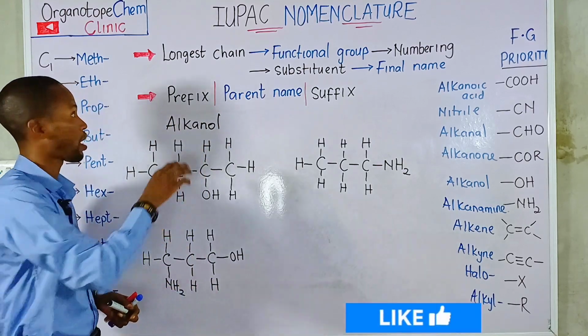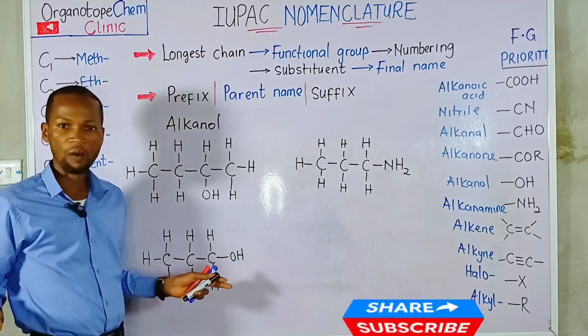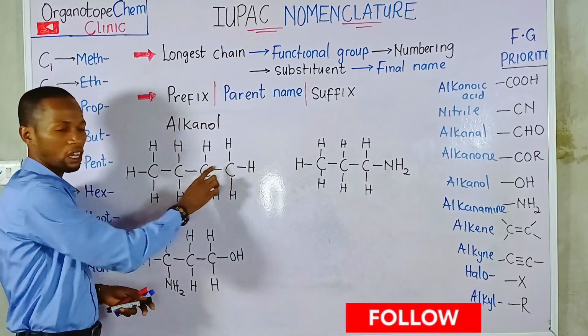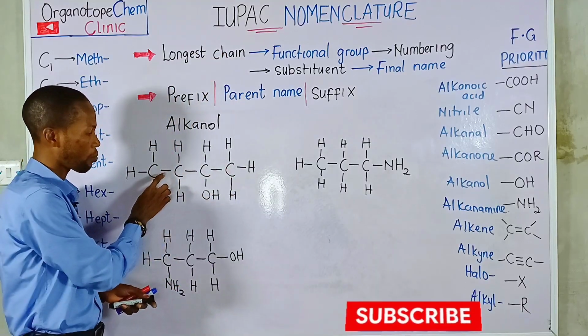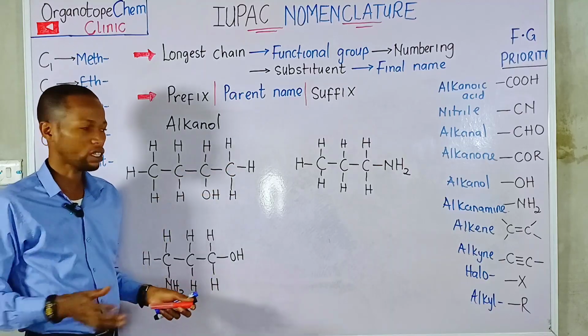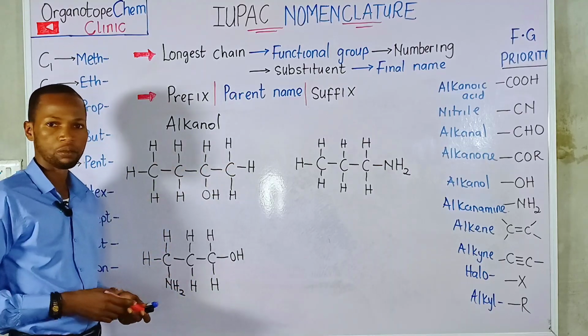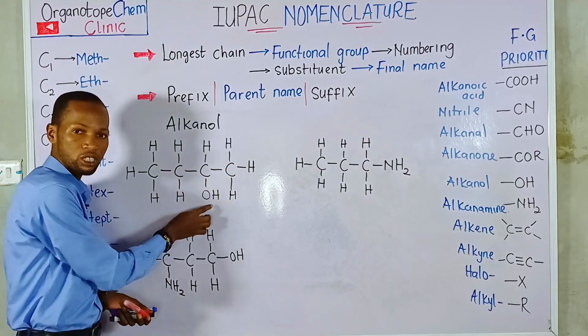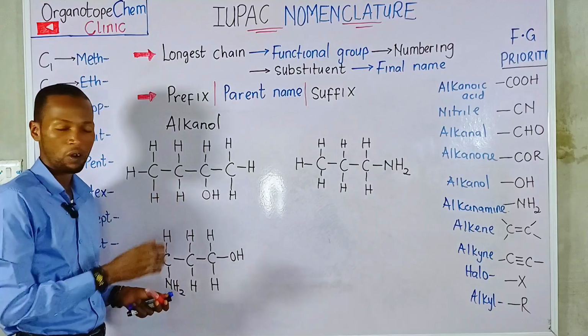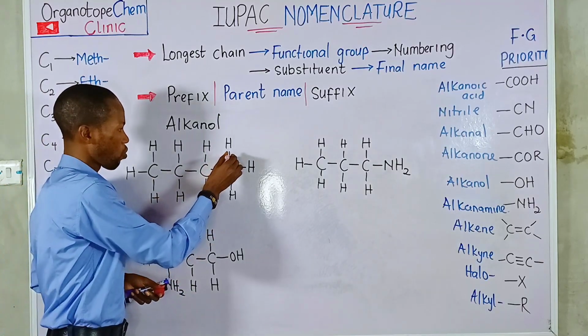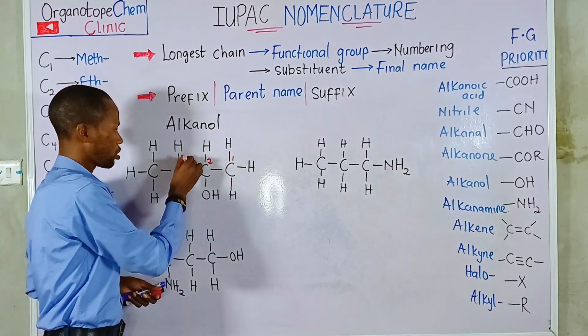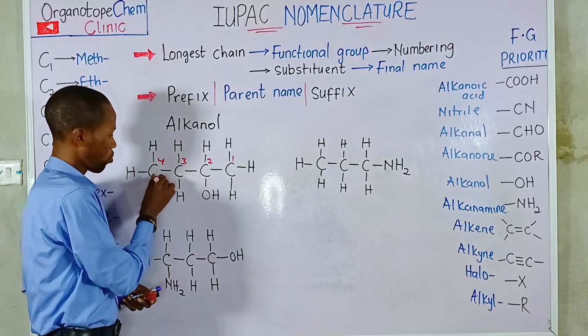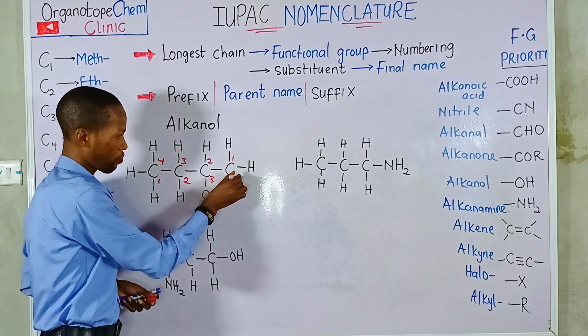Now let's identify the longest continuous chain. How many carbon atoms are there in the longest continuous chain? We have 4 carbons, 1, 2, 3, 4. So let us take the forward and backward numbering so as to identify the position of the OH in this compound. We have 1, 2, 3, 4. 1, 2, 3, 4. Okay.